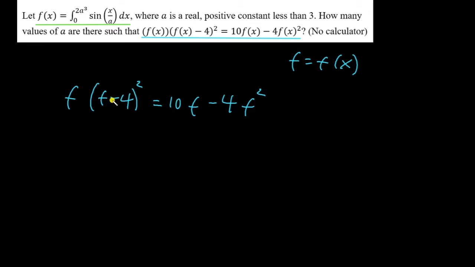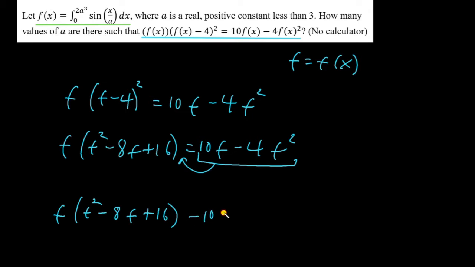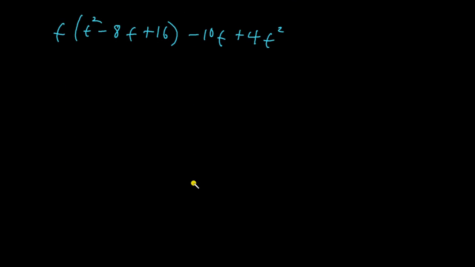Look at that. Okay, now we can expand this. I'll get f times (f squared minus 8f plus 16) equals 10f minus 4f squared. Next thing I'll do, I'll take this entire thing and bring it over here. So that'll be f times (f squared minus 8f plus 16) minus 10f plus 4f squared. Remember, when you bring it over, you switch the sign, right? And this is equal to 0, of course.